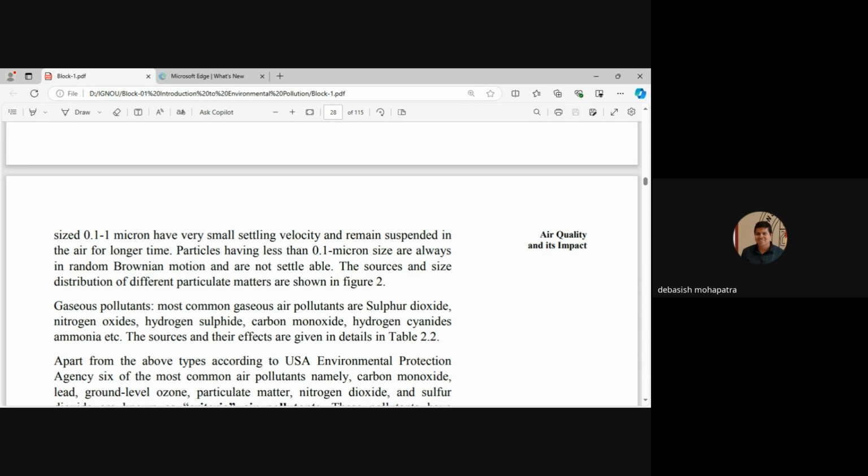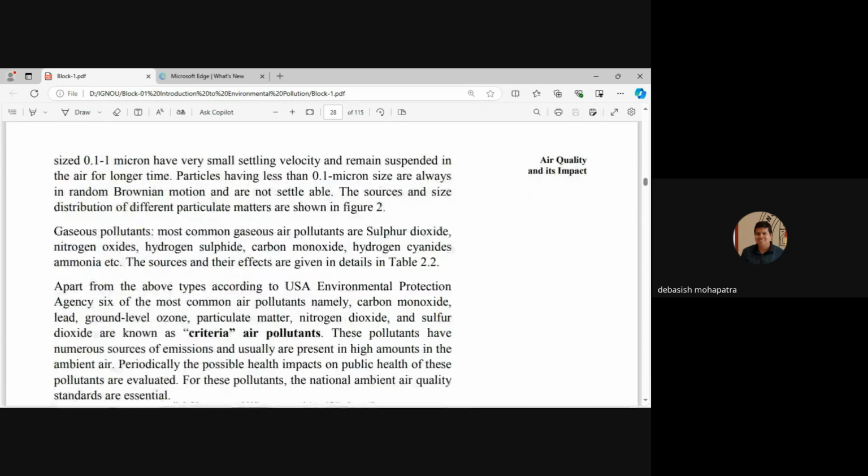The source and size distribution of the different particles matter, which I have already shown in that figure. Then gaseous pollutants. Most common gaseous air pollutants are sulfur dioxide, nitrogen oxide, hydrogen sulfide, carbon monoxide, hydrogen cyanide, ammonia, etc. And the sources of these are given in the details. Okay, we'll discuss them.